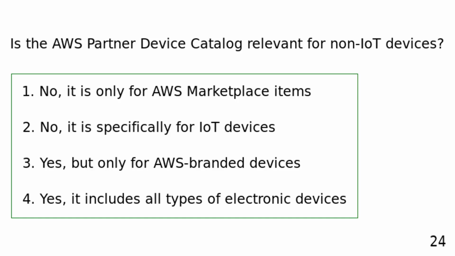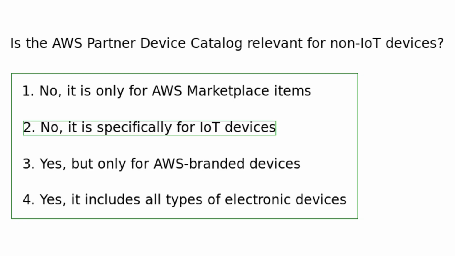Is the AWS Partner Device Catalog relevant for non-IoT devices? No, it is only for AWS Marketplace items. No, it is specifically for IoT devices. Yes, but only for AWS-branded devices. Yes, it includes all types of electronic devices. The AWS Partner Device Catalog is specifically for IoT devices that are compatible with AWS IoT services.